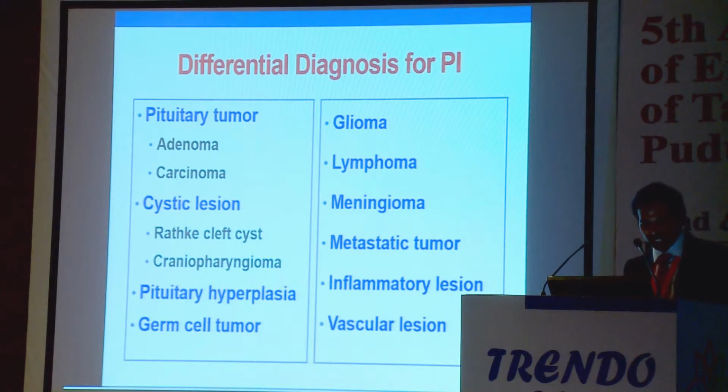What are the differential diagnoses for pituitary incidentalomas? Nearly 90% will be constituted by pituitary adenomas, and the rest will be other differential diagnoses, of which the most common is Rathke's cleft cyst.